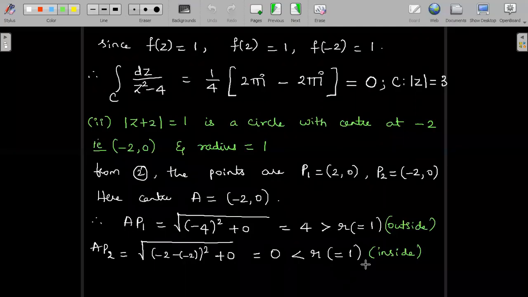Inside the circle is one and the same as saying that it is on the circle. I can also say on the circle because we observe that the point P2 is (-2, 0) and the center A is also (-2, 0). So we can say this point P2 is on the circle. Anyway, we apply Cauchy's integral formula for that, next one.